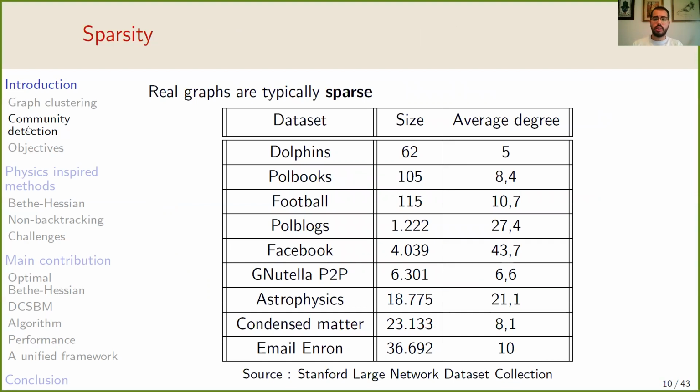Now, coming back to sparsity, this is a collection of real-world datasets. The second column indicates the size, so n, the number of vertices, that goes from 62 to 36,000. And the third column is the average degree, the average number of connections each node has, that goes from 5 to 10. We see that having a large graph does not mean having a large average degree, and this is true even for graphs that have millions of nodes. If you double the size of Facebook, you won't double the number of friends you have on Facebook. So real graphs tend to be sparse.